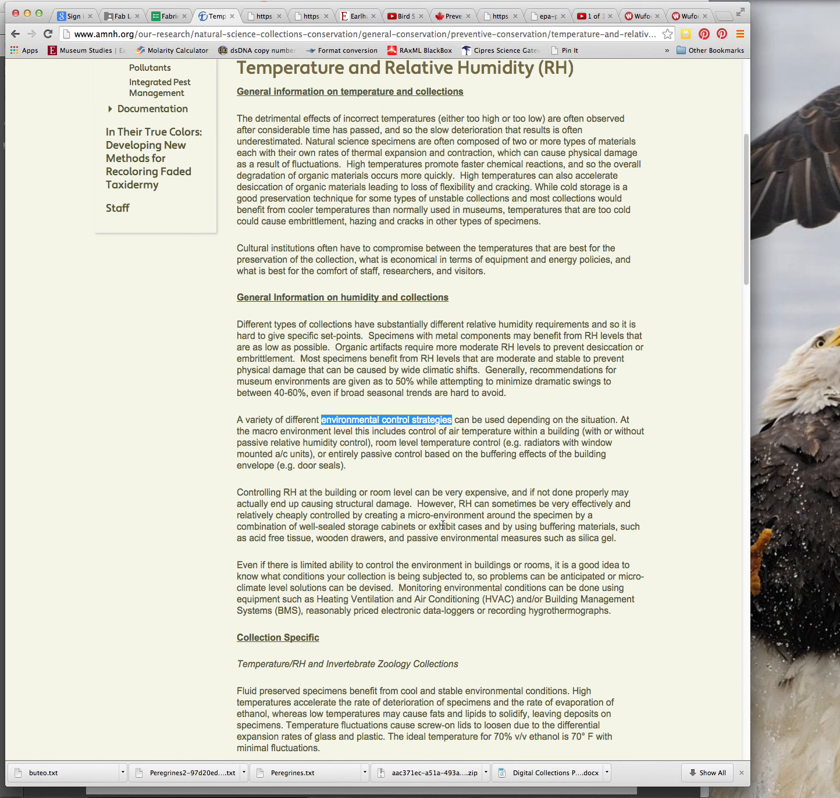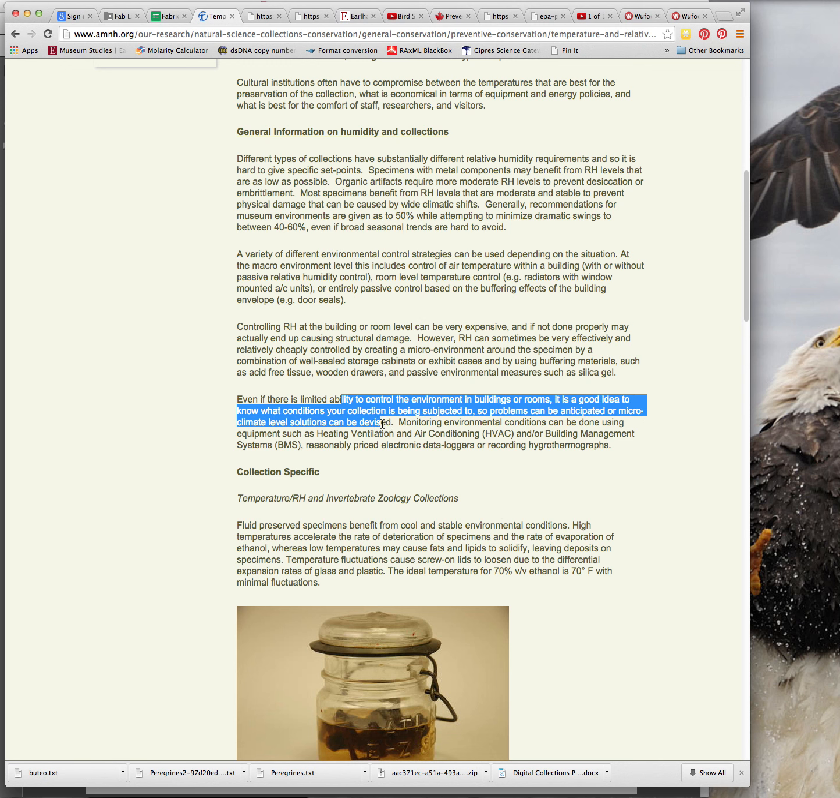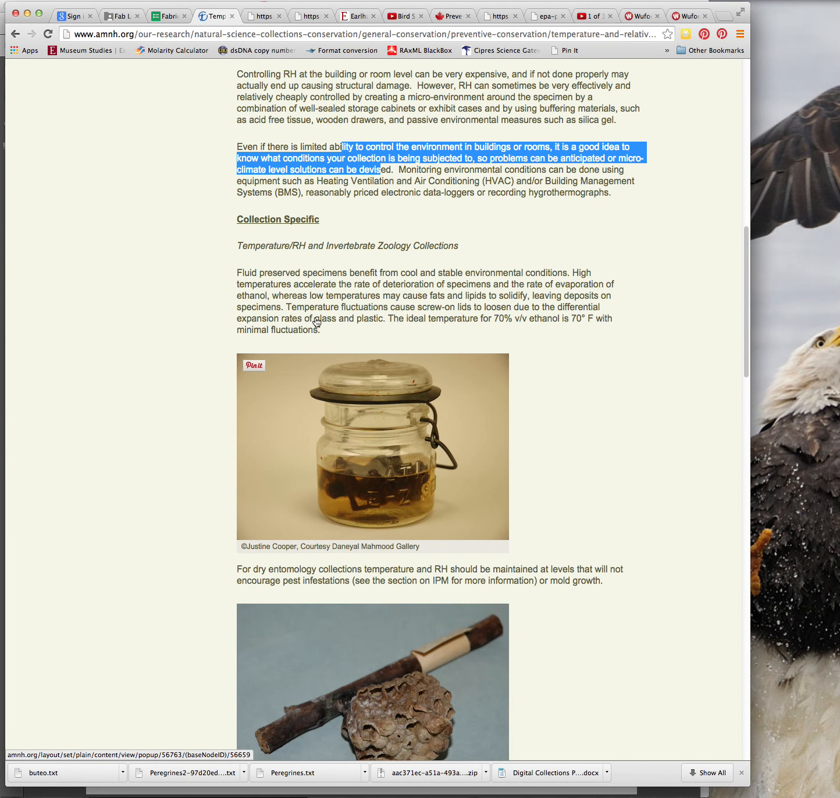Okay. We'll keep scrolling down. Now we're going to go into knowing the conditions of your collection. This is where it says you need to be collecting data on your collections. Excellent. We have been collecting data for you. You'll get charts of humidity and temperature for your collections. Then it's going to go into collection specific, right? So you have hopefully gotten an idea of the broad concerns for natural history collections with respect to temperature and humidity. Now we're going to talk just about invertebrate zoology collections.